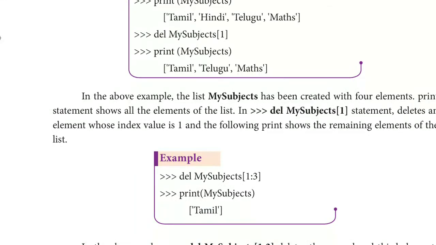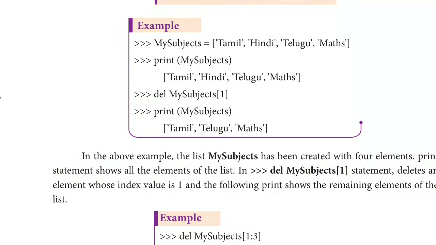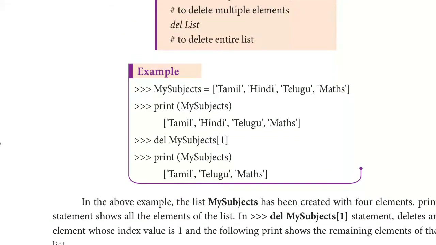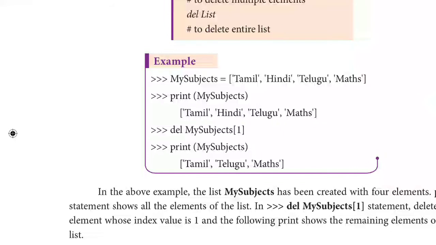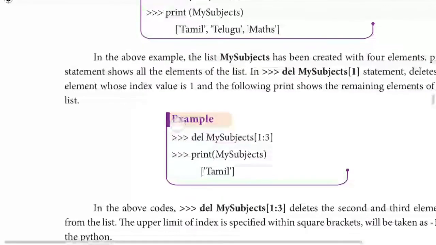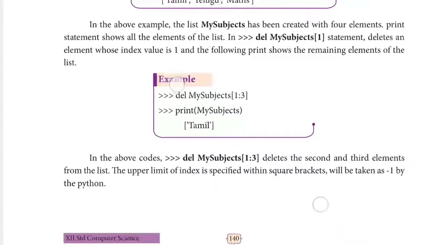So you can see that 1, 2, 3. Okay, so consider that old example. My subjects: Tamil, Hindi, Telugu and Maths. So this is the example. Here it is deleting from 1 to 3. So here Tamil only will be there, which is the 0 index value. Index 0 is alone present, all the other 3 subjects have been removed here.